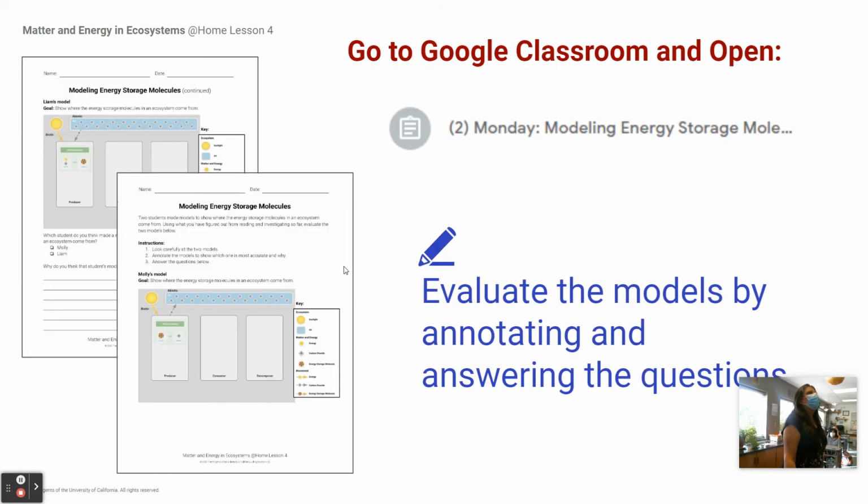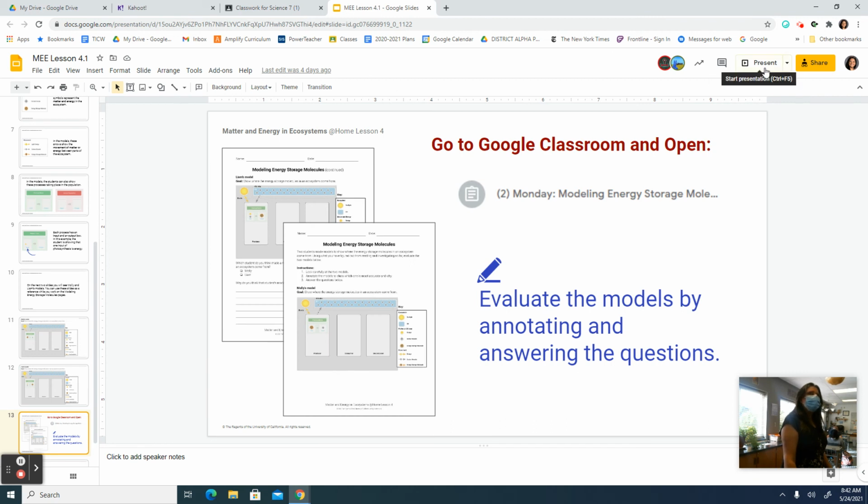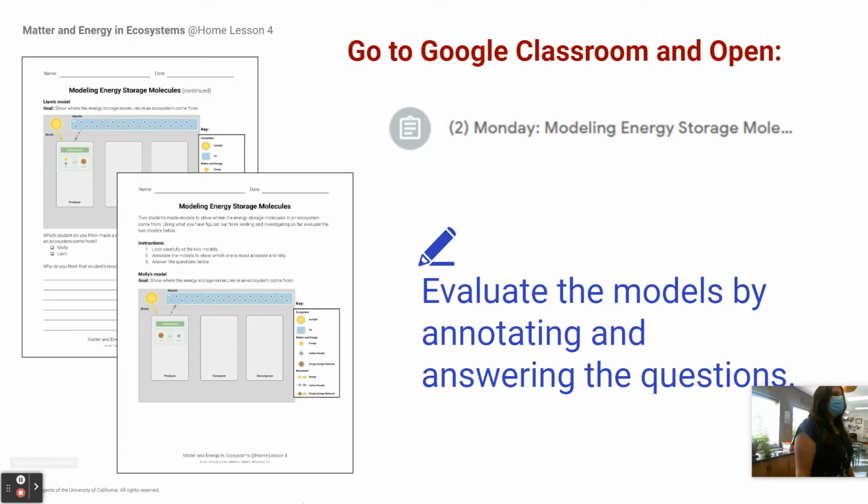Hint, hint. So you're going to go to Google Classroom and you're going to open up the number 2 for today, which is modeling energy storage molecules. All right, so once you get your number 2 open, you're going to see 2 documents very similar to what's here on the screen. All you have to really do is carefully take a look at the 2 models, add any comments to each model, explaining whether you think the model is correct or incorrect, and then you have some questions to answer on the second page.